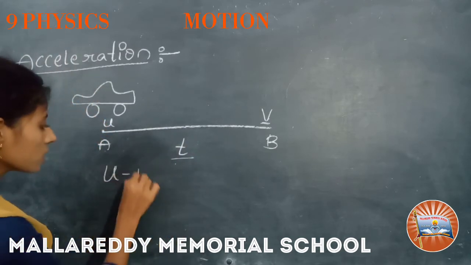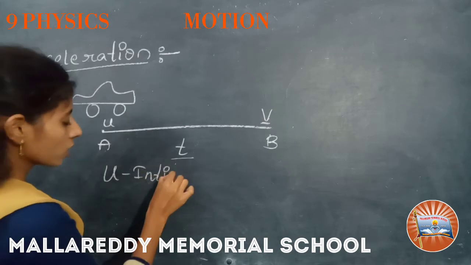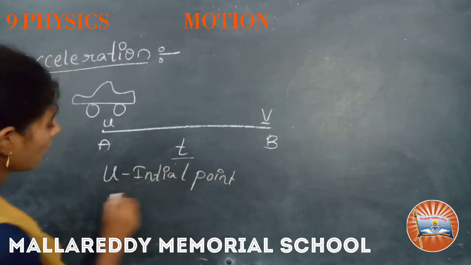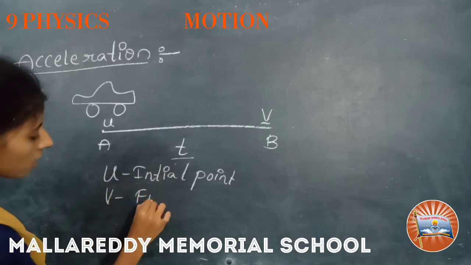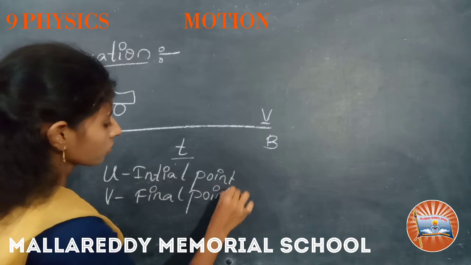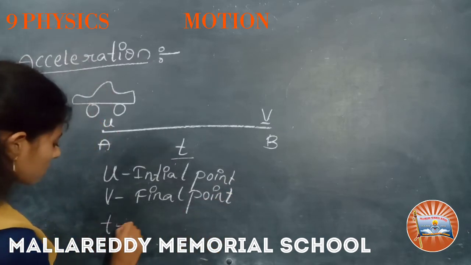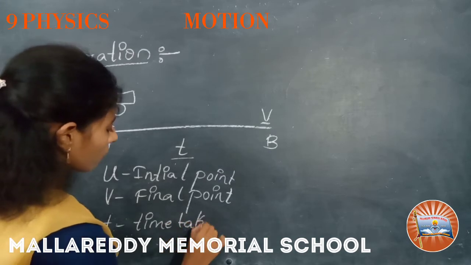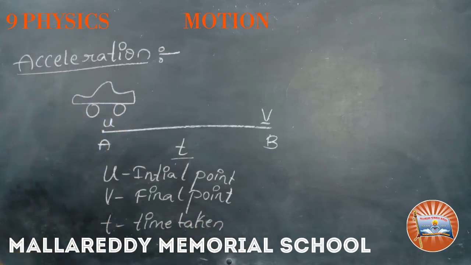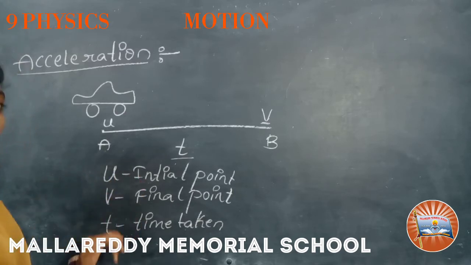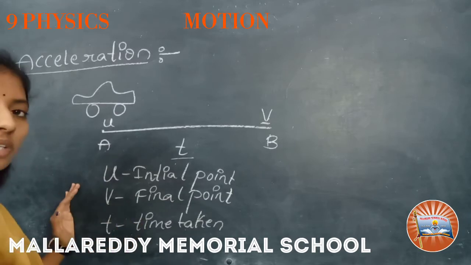So U is the initial velocity and V is the final velocity and T is the time taken. These key terms we will always use in physics. U is the initial point, V is the final point and T is the time taken.